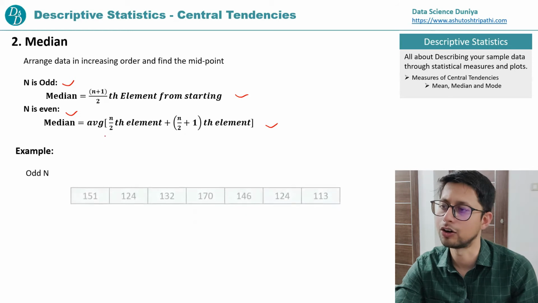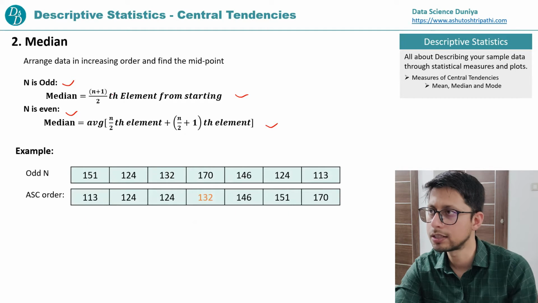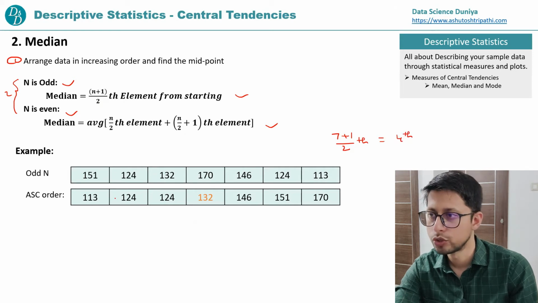Okay, let's understand by example. If n is odd, it is very simple, guys. First you arrange the data, which is the first step, and then the second step is, based on what n is, you apply that formula. Here n is odd, as there are 1 2 3 4 5 6 7 items. First you arrange them in ascending order and then take the (n plus 1) by 2th element. There are 7, so 7 plus 1 divided by 2, that is 8 by 2, the 4th element from the start. So 1 2 3 4, this becomes your median.